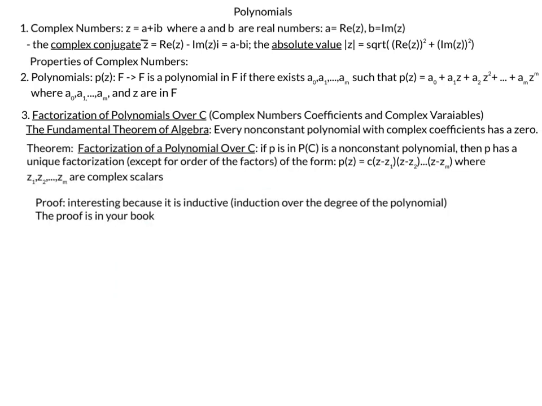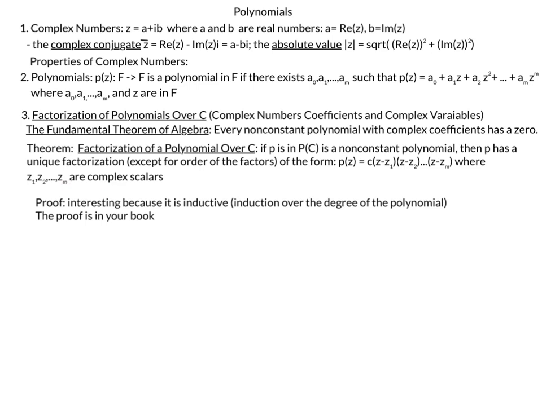We have this next theorem, factorization of a polynomial over C. If a polynomial P is in the space of polynomials over the complex numbers, and it's a non-constant polynomial, then P has a unique factorization, except for the order of factors, of the form P of z is equal to a possible constant c times z minus z1, that's the first 0, z minus z2, the second 0, up to z minus zm, where z1, z2, up to zm are complex scalars.